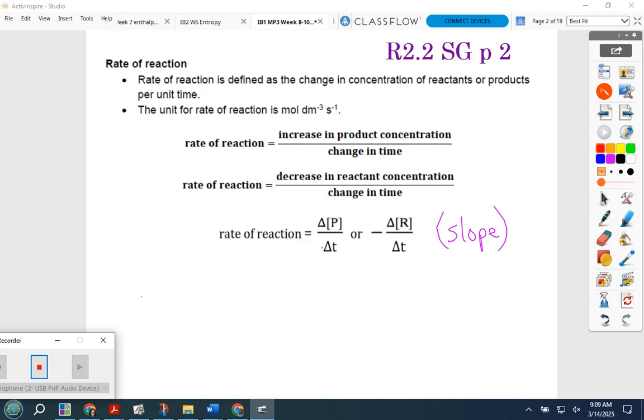Since I started the recording late, just real quickly, we are looking at our new R2.2, which is the kinetics, rates of reaction unit.